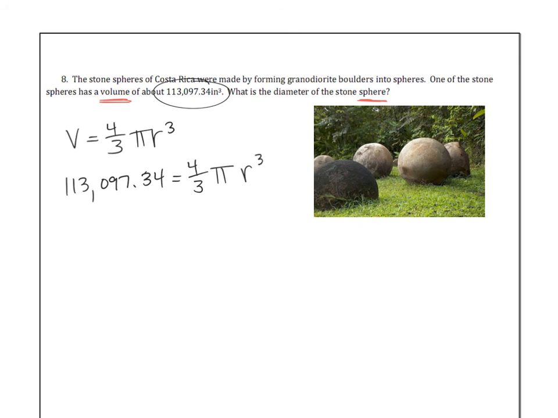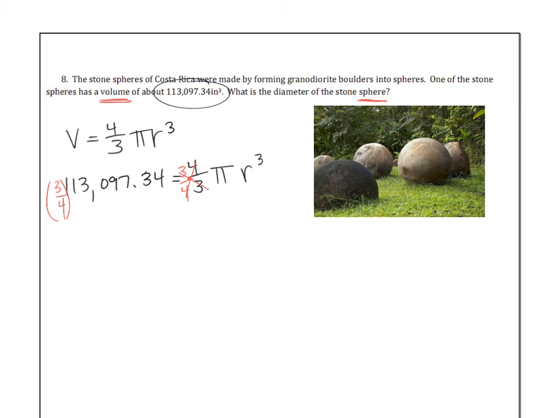What a lot of you might do, what you might be used to, is first multiply by, well, I would multiply by the reciprocal. I would multiply this by 3/4. But for some of you, you do that in 2 steps. You multiply by 3 and then divide by 4. So you decide. When you multiply by the reciprocal, if you put it in your calculator in parentheses as a 3/4, so parenthesis 3 divided by 4, and then multiply by 113,097.34, it should work just fine.